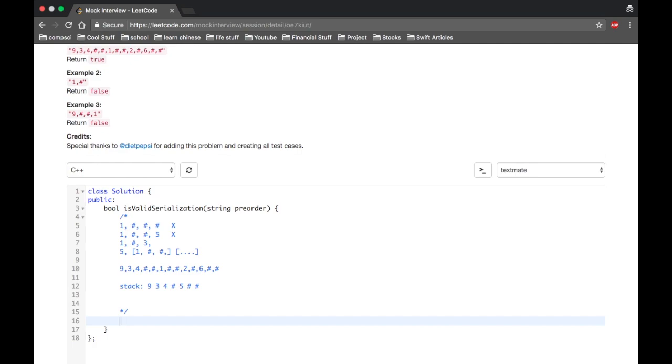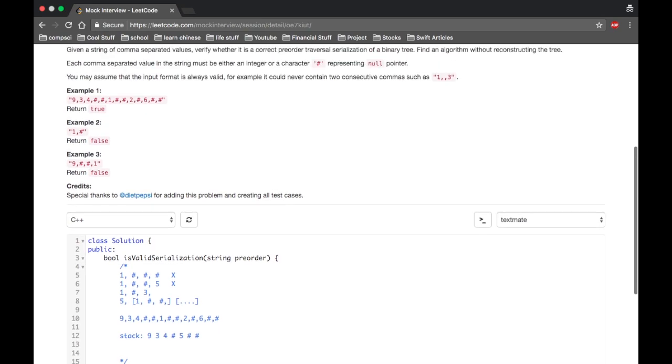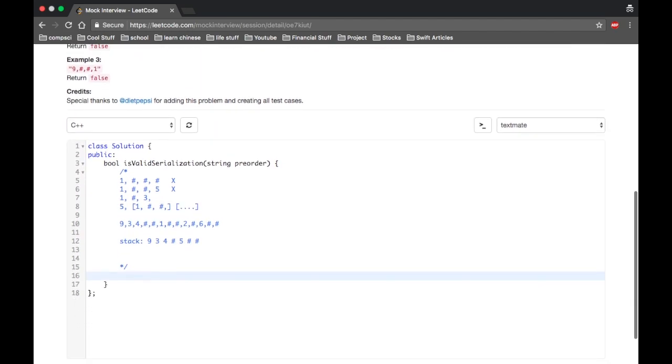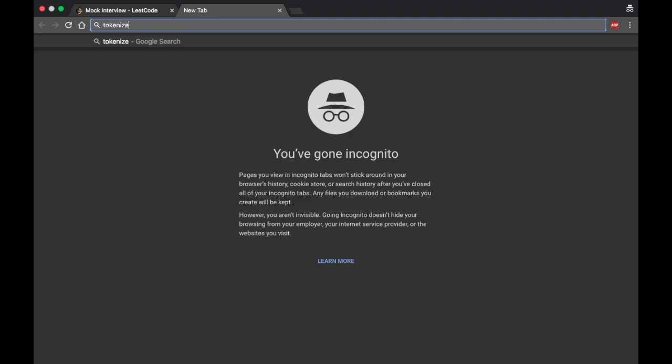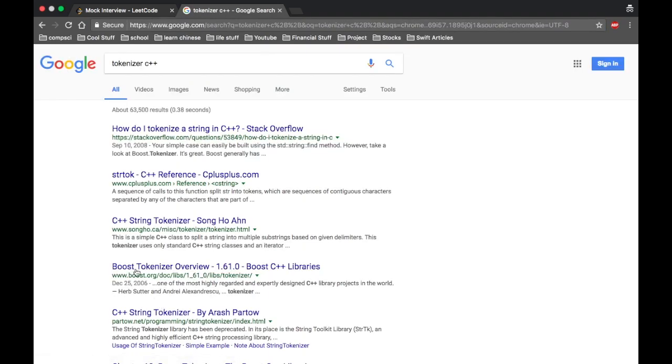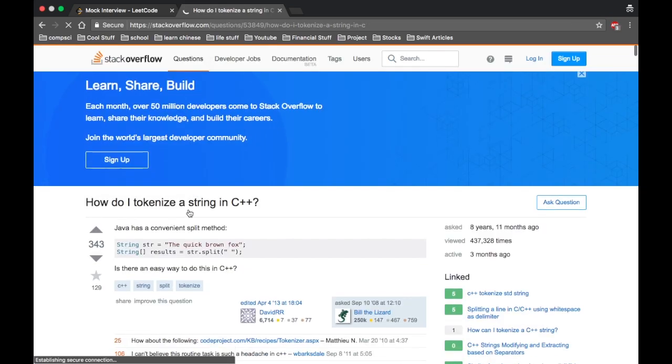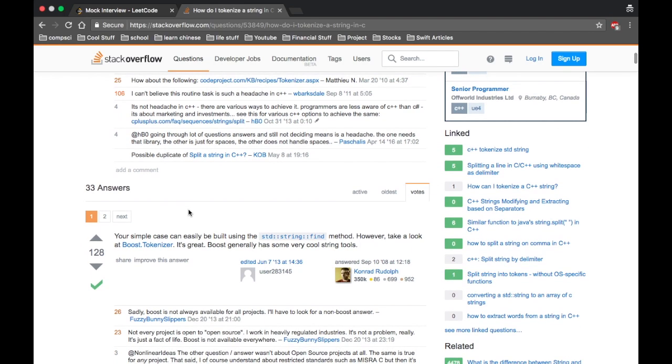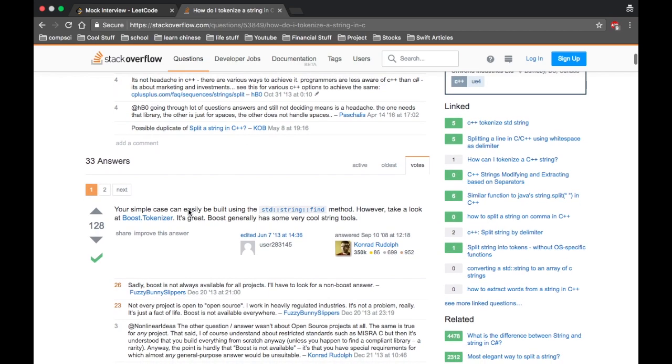And even before that, I need to find out a way to parse the string. I don't know how to do that. Is there a tokenizer for C++? String.find. Okay.